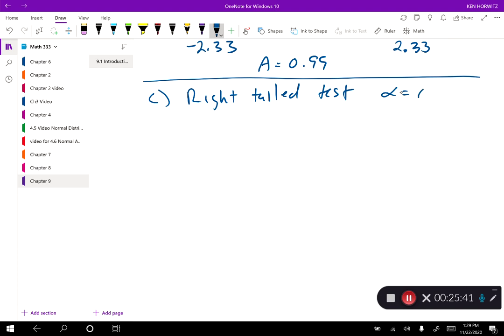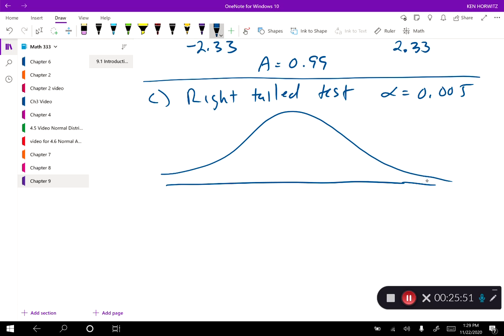With alpha equaling 0.005. All right, so let's draw out my right tail. Again, I still feel that drawing it out is always best. 0.005. So the area I'm going to look up is going to be 0.995 because that's the area to the left. And when I look up that area to the left, I get a value of 2.58. Why don't you confirm that as well?